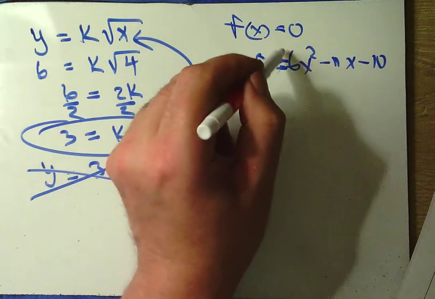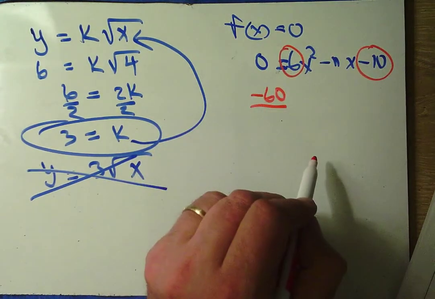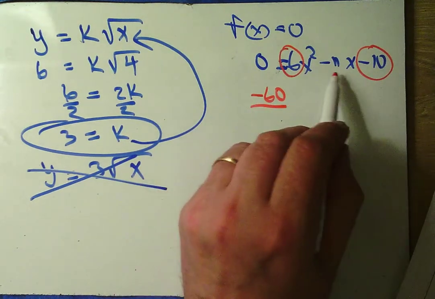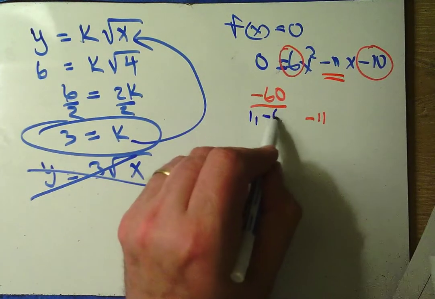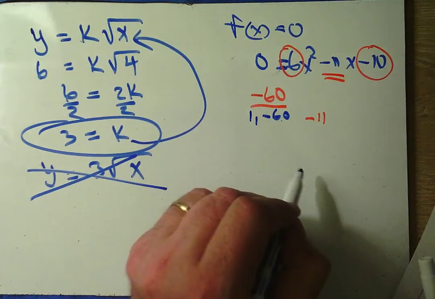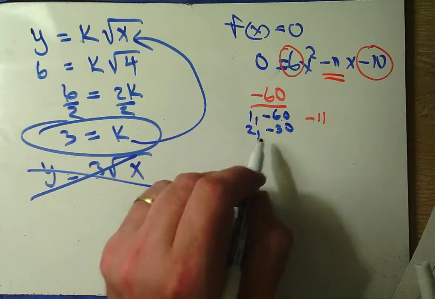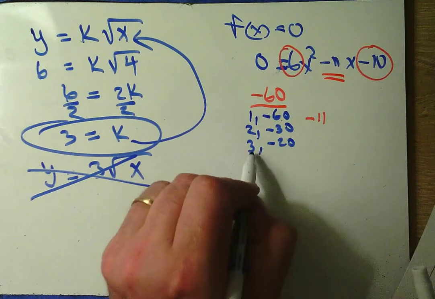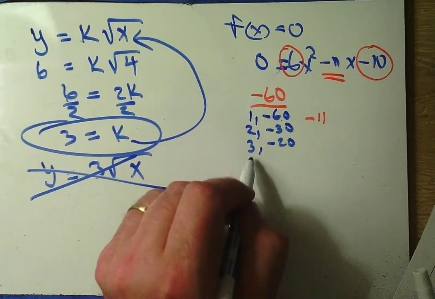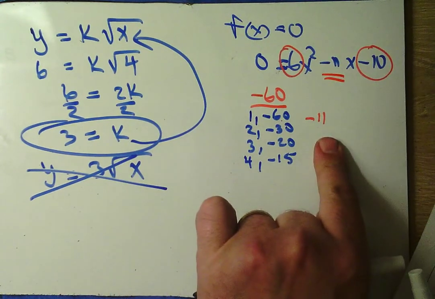We're looking for the factors of 6 times negative 10. That's negative 60. We're wondering what are the factors of negative 60 that add up to negative 11. Okay, well let's try some factors. 1 times negative 60, do they add up to negative 11? No. 2 times negative 30? No, they add up to negative 28. 3 times negative 20? That's closer, they add up to negative 17. How about 4 times negative 15? Oh, they do add up to negative 11.